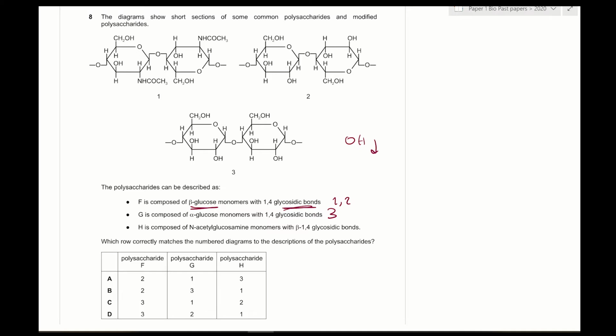And H is composed of N-acetylglucosamine monomers with beta 1,4 glycosidic bonds. So here we're also looking at 1 or 2, but because a nitrogen is mentioned here, the only diagram that shows nitrogen presence is going to be 1. Then H is definitely going to be 1, and then F is going to be 2. Therefore, the answer is going to be B.